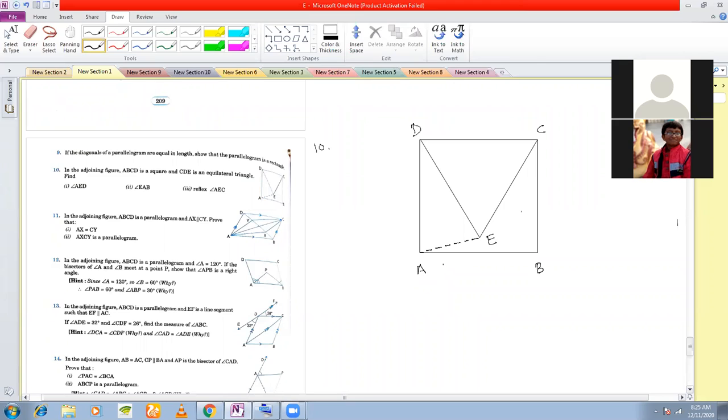A, B, C, D, E. These are the vertices. This is the diagram, and it is given in the question that in the adjoining figure, ABCD is a square. So this is a square. Let us mark these four sides equal. Also, CDE is an equilateral triangle. Interesting. CDE is also an equilateral triangle. That means this side is equal to this side is equal to this side. But we'll not mark it right now. We'll see how things change here.